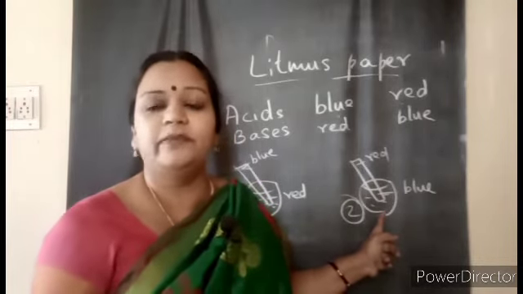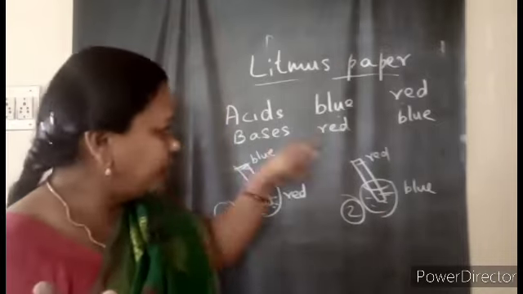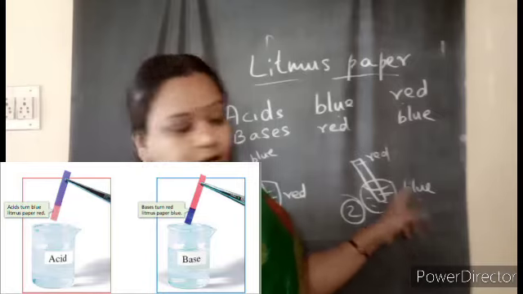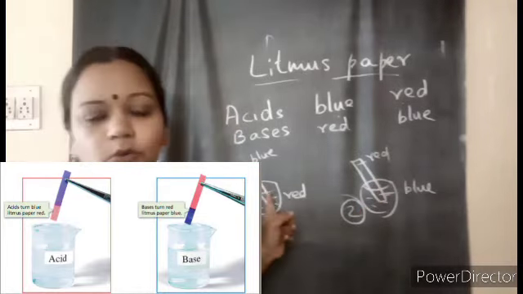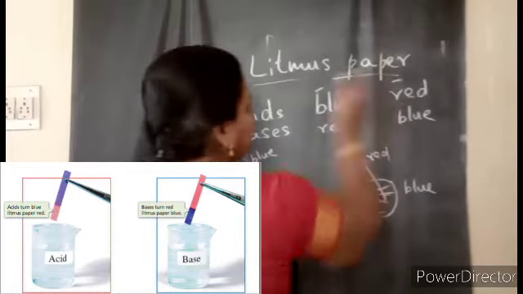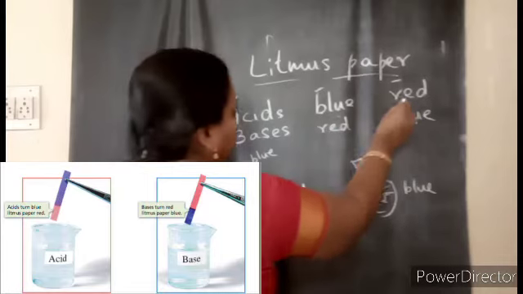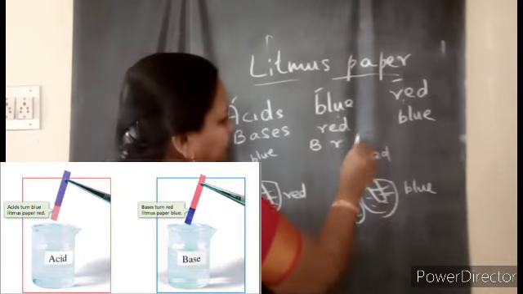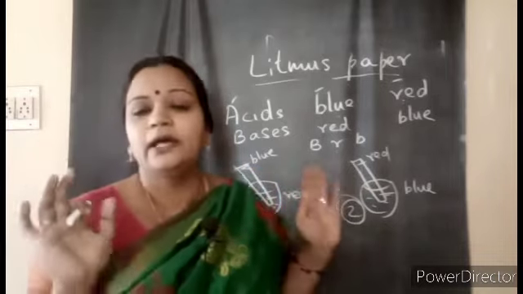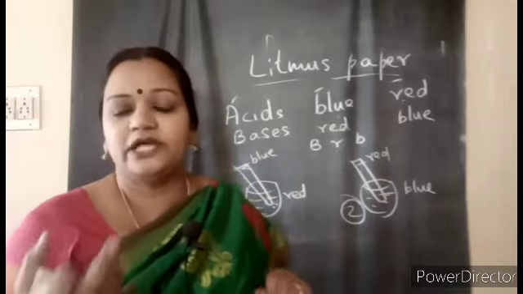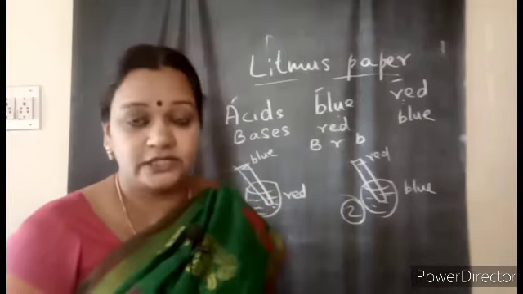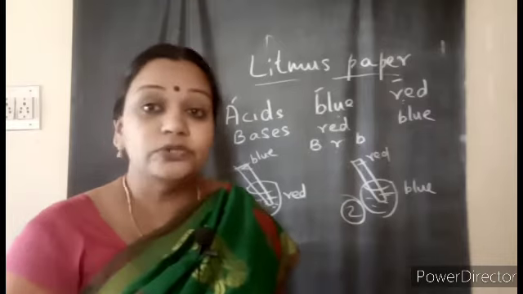Again, if you want to confirm whether it is basic or not, you can take the red litmus, and when it is inserted, it will change into blue color. The same red litmus, if you bring it back to the acidic solution, there will be no change. Vice versa. So how can we remember? A, B, R: acids will change blue into red. Bases, B, R, B: bases will change red litmus into blue. So this is one of the indicators which can be used to test whether the given solution is acidic or basic.